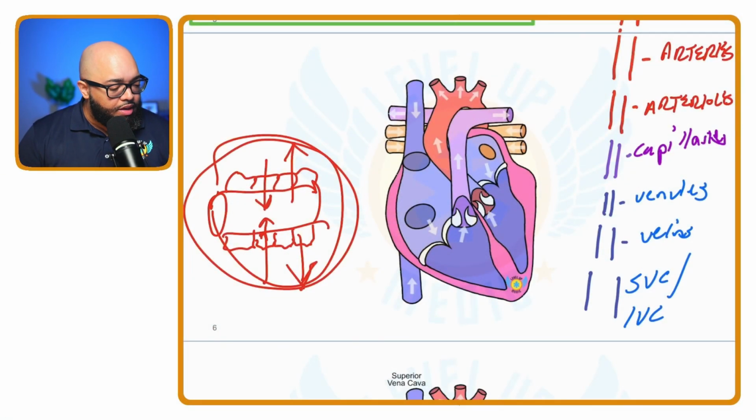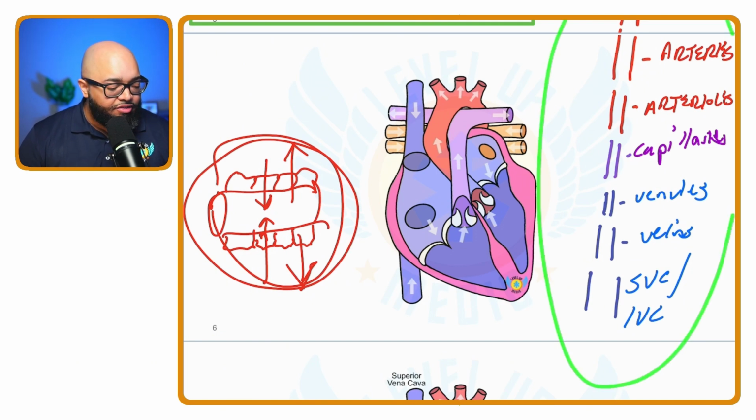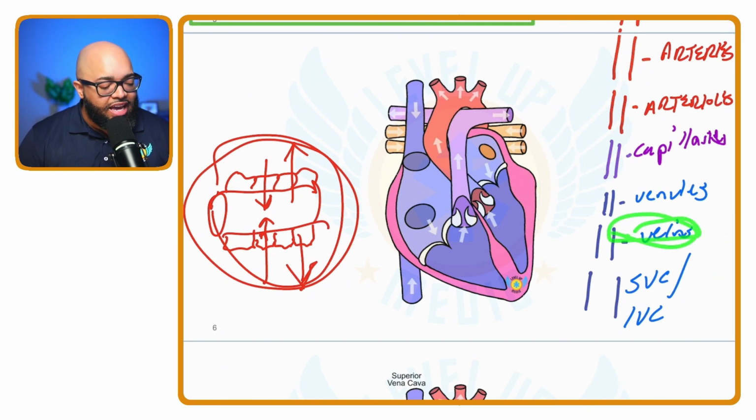So we just went through all of the blood flow. I said that the veins were the capacitance vessels, and then we get into the largest of the veins, and that's the superior and inferior vena cava.